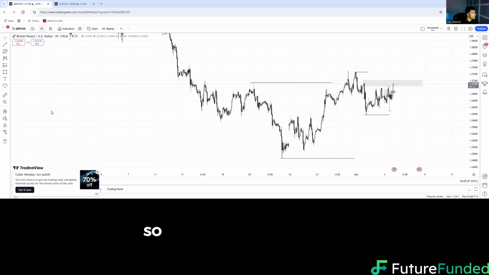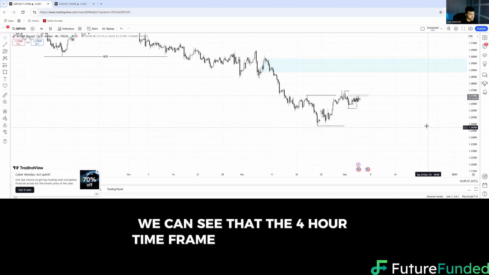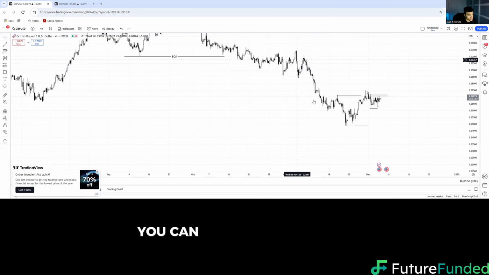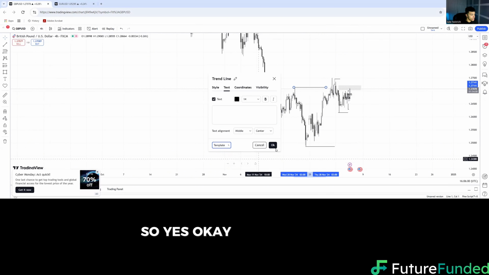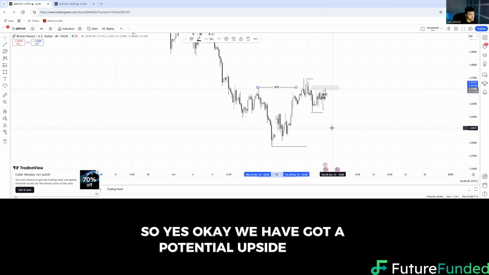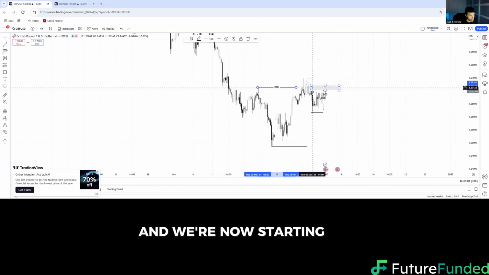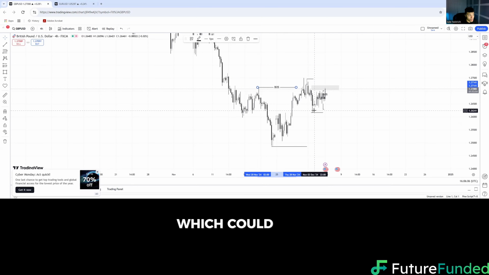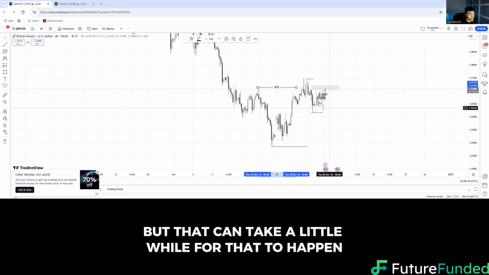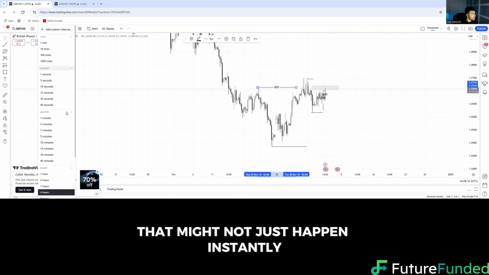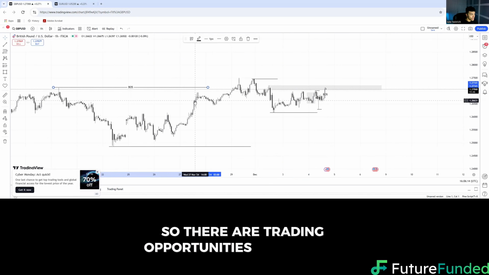All right, so if we just start on the absolute bare basics, we can see that the 4-hour time frame is trending to the downside. You can see it's starting to move to the downside. We've had a break of structure right here on the 4-hour. So yes, okay, we have got a potential upside move and we're now starting to push down, which could be a retracement to go even higher, but that can take a little while for that to happen. That might not just happen instantly. So there are trading opportunities within that.